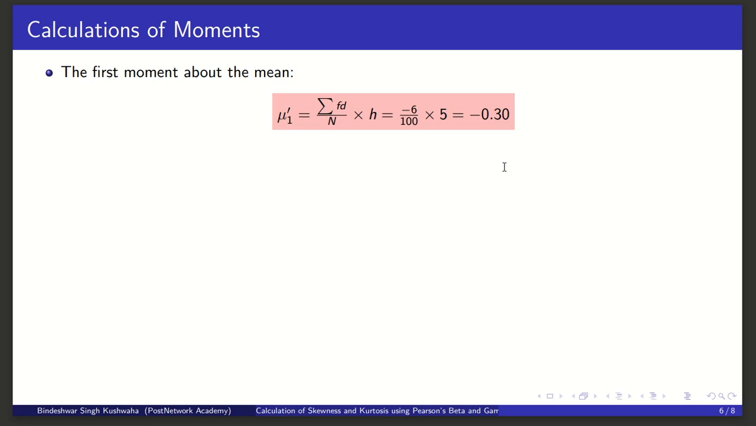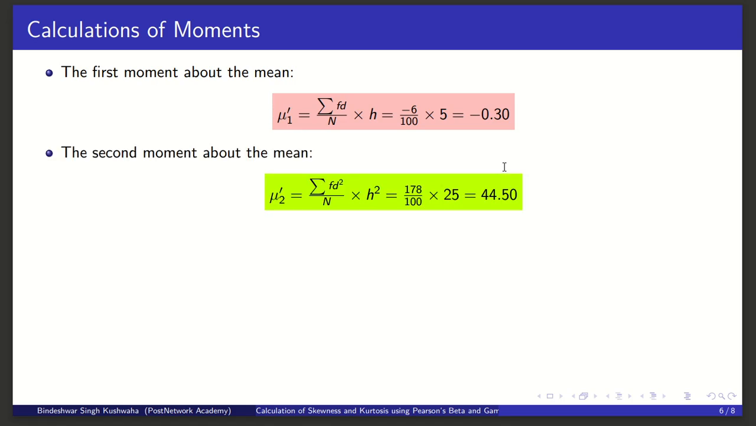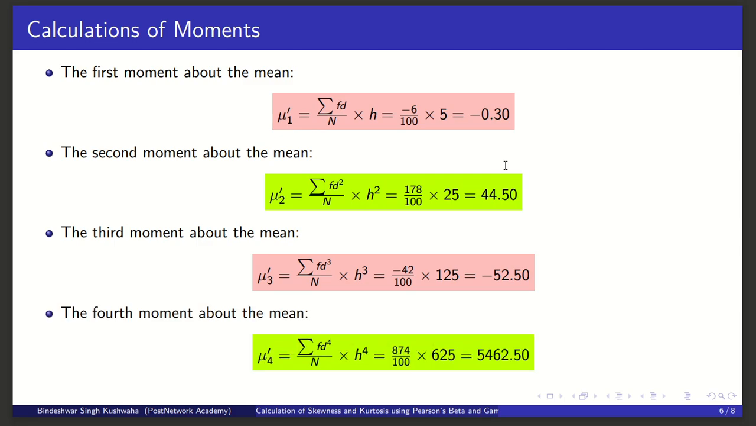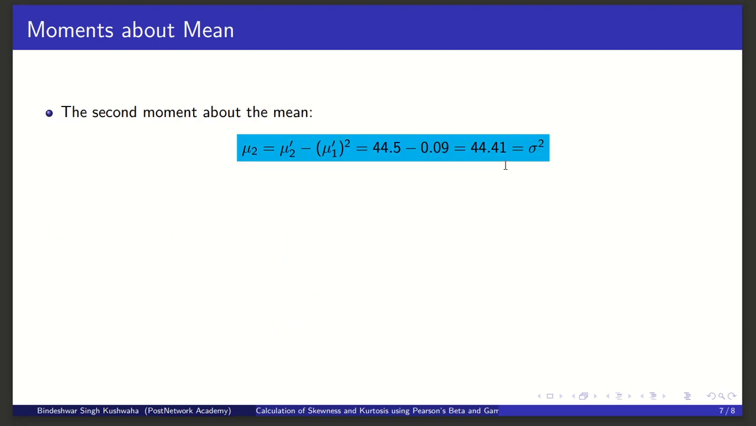So mu1 prime, that is the first moment about an arbitrary point, is minus 0.30. Mu2 prime, that is fd square upon n into h square, is equal to 44.50. Third moment is minus 52.50, and fourth moment is 5462.50.